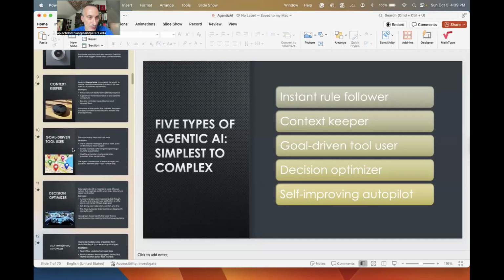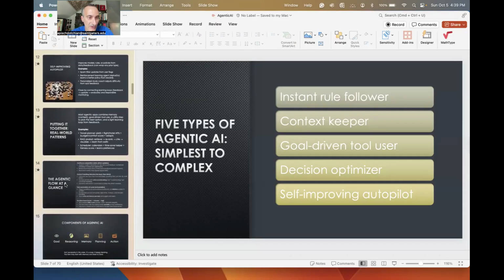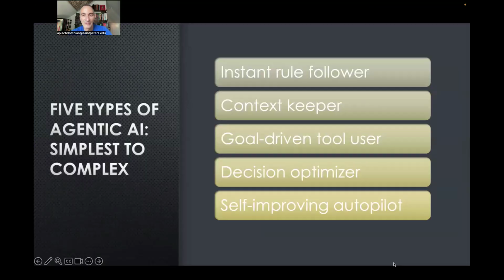I have one, two, three, four, five, putting it all together and the agentic flow at a glance. The components would be our next video. Very good. Let's begin right from here. We have instant rule follower. As you can tell from that, that's an if-then-else scenario. Context keeper, so some memory is in place in here. Goal-driven tool user, decision optimizer, and self-improving autopilot.